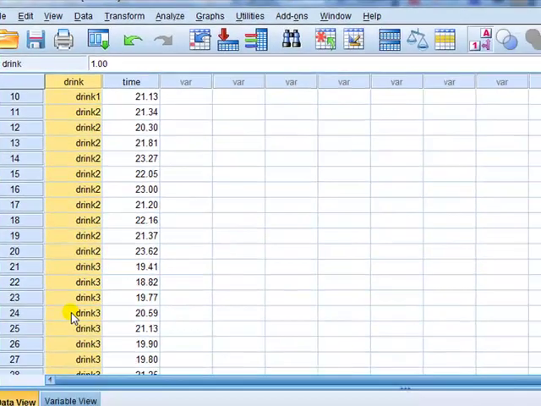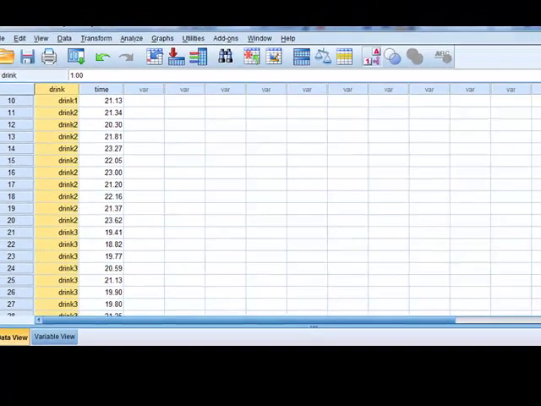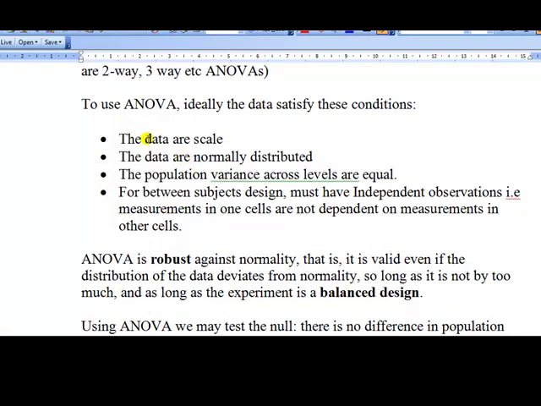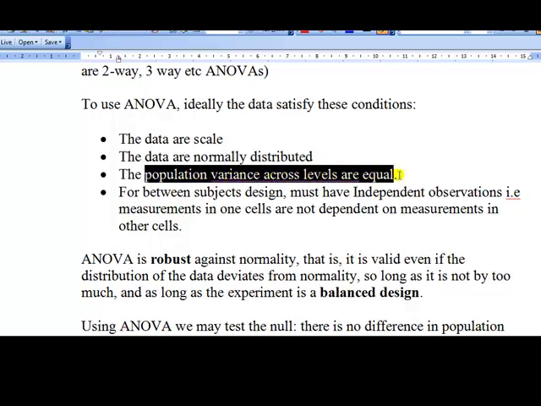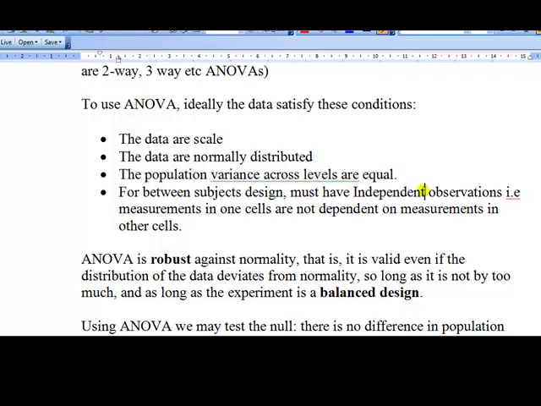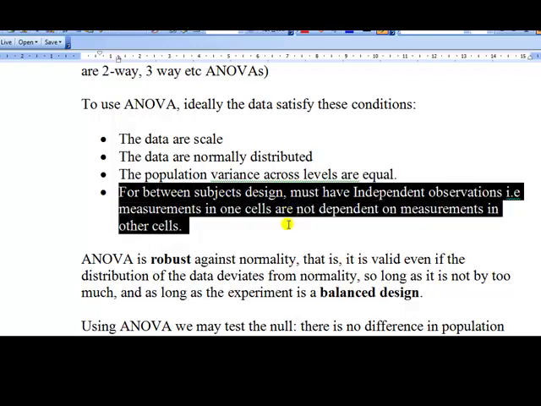Now, just like with regression, there are assumptions for ANOVA analysis, and they're this: that the DV is scale, i.e. continuous, that the DV is normally distributed, that the population variances across the levels of the factor are equal, otherwise known as the homogeneity of variances, and that the observations in each group must be independent. But that is from the design of the experiment, that's a sampling problem. That's when you collect the data. Once we've collected the data, we assume that this holds.